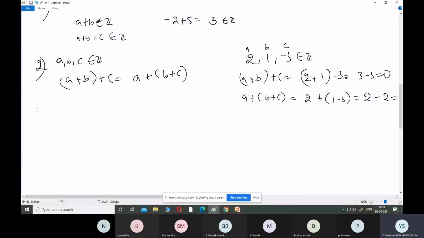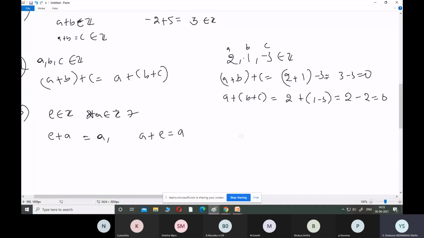What about identity? The third property it should satisfy is identity. That is, there should exist e belonging to Z, for all a belonging to Z, such that e + a is equal to a, and a + e is equal to a. So what is the identity element in Z? If I take any element, for example, let me take 5. 5 belongs to Z.